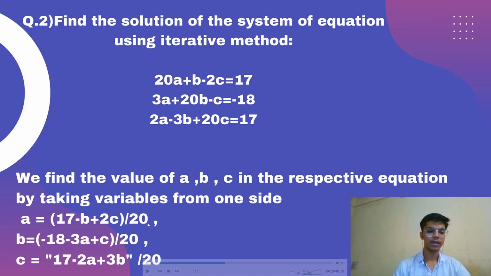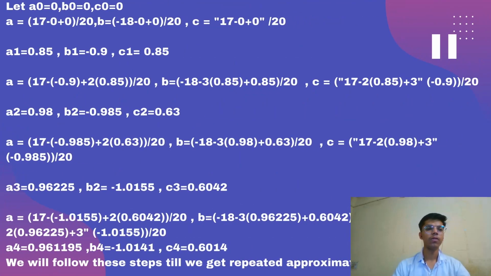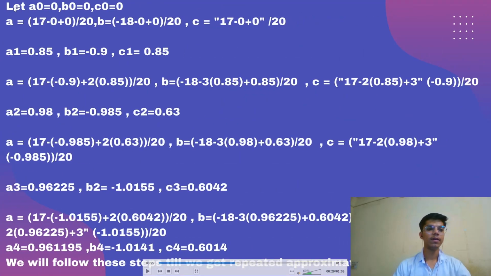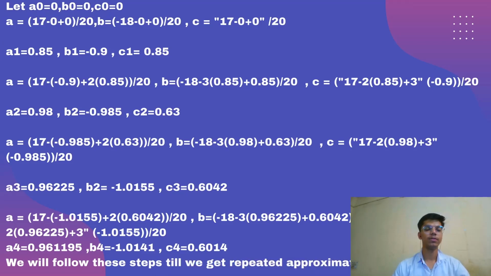You can see that a can be represented as this by equation 1, by equation 2 b can be represented as this, and by equation 3 c can be represented as this. Now what we will do is consider a0 equal to 0, b0 equal to 0, and c0 equal to 0. Now for finding the value of a1, we will put b0 and c0 in the formula of a, and thus we will get the value of a1.